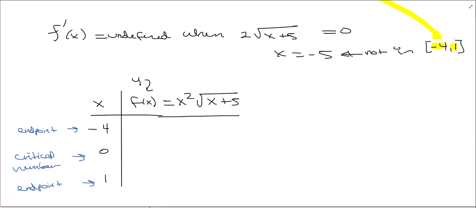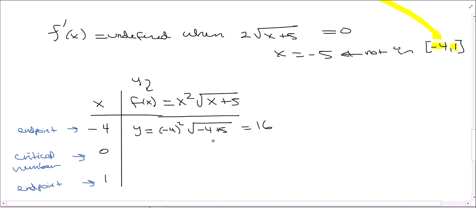So let's plug it in. When you plug in -4 into the function, the y value is going to be what? So -4 squared times the square root of -4 plus 5. So we're going to get 16. And when you plug in 0, y is 0. And when you plug in 1, what is this? So this is going to be 1 squared, so that's 1 times the square root of 1 plus 5, which is then just the square root of 6.